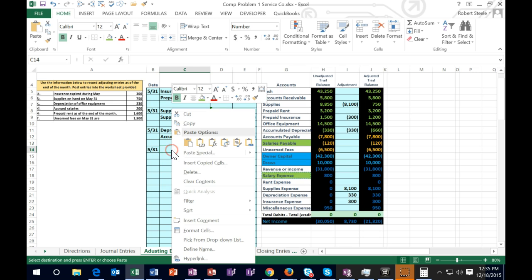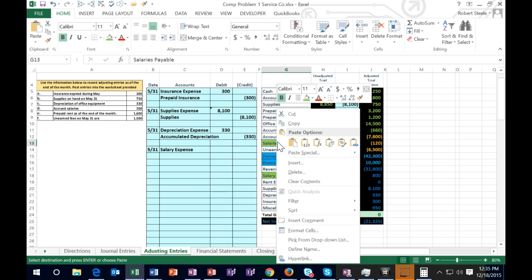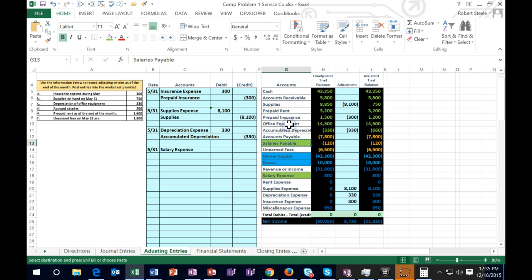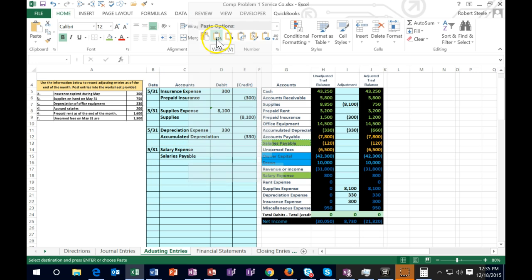So I'm going to copy that, going to right click, going to paste it 1, 2, 3. I'm not going to put the number in there yet. We're going to think about the other side, which of course will be the other account, being salaries payable. So I'm going to go ahead and copy the salaries payable, and I'm going to put my cursor in C15, right click, and paste it 1, 2, 3.